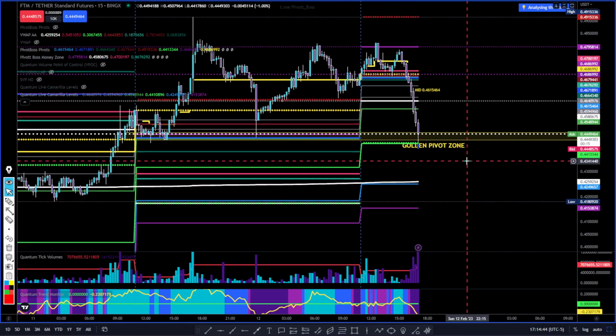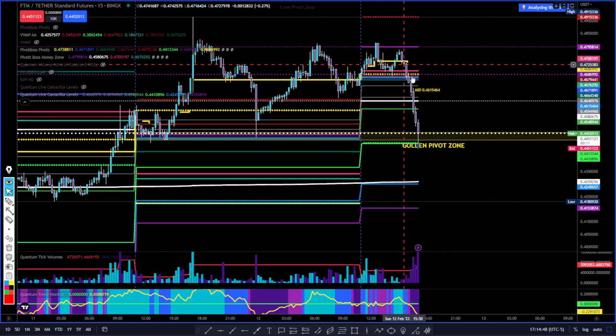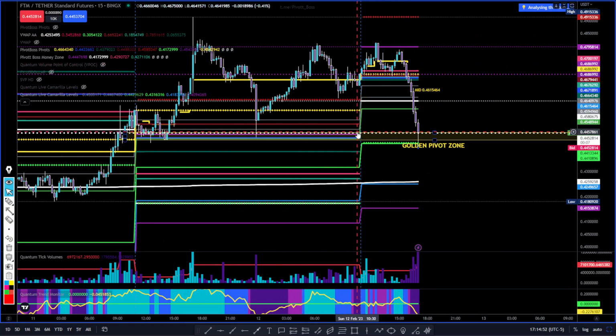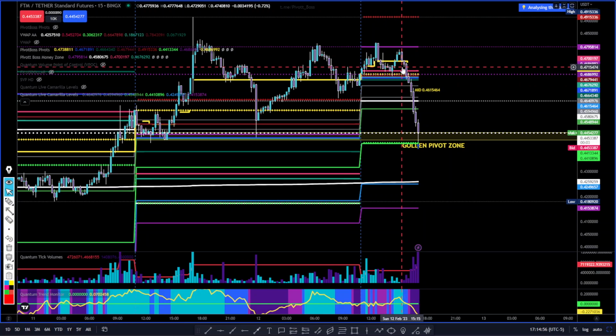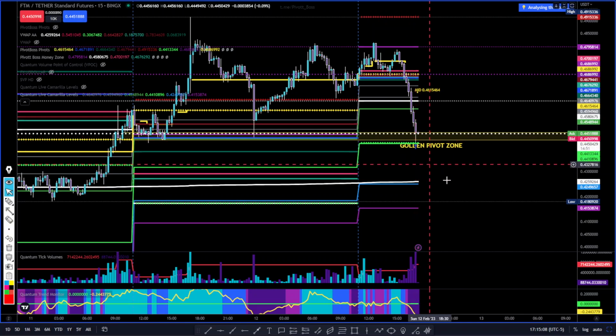So yeah, that's my little trade on FTM, breaking down why I took that trade. And this is an intraday trade. Entered somewhere around here. Let's see, that was around 15.15, and took that short all the way to the golden pivot zone at 17.00, right? So that's the trade right there.